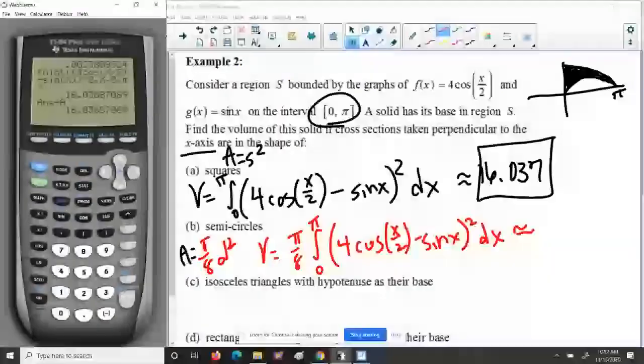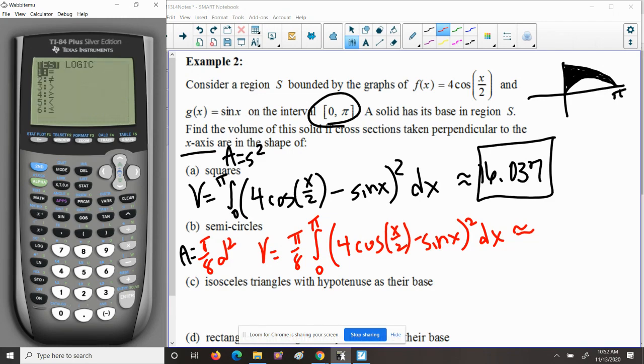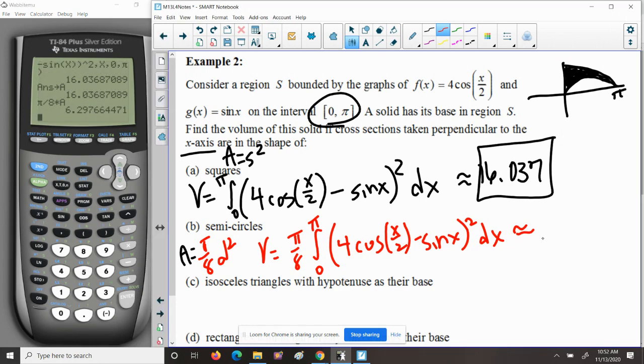So this is pi over 8 times that integral. So I'm just going to do pi over 8 times that value we had. Alpha A. There we go. All right, and that gives us 6.298. Okay, that's the volume if we have semicircles.